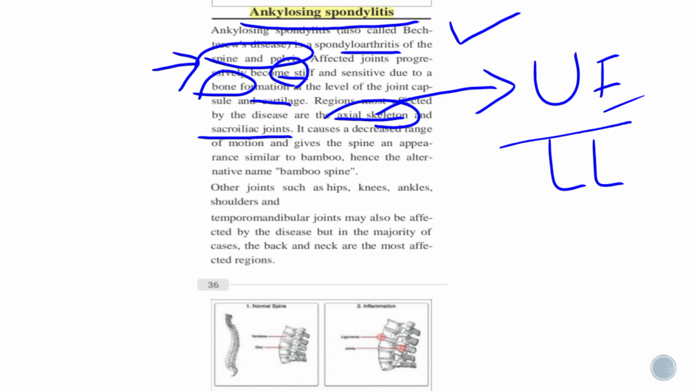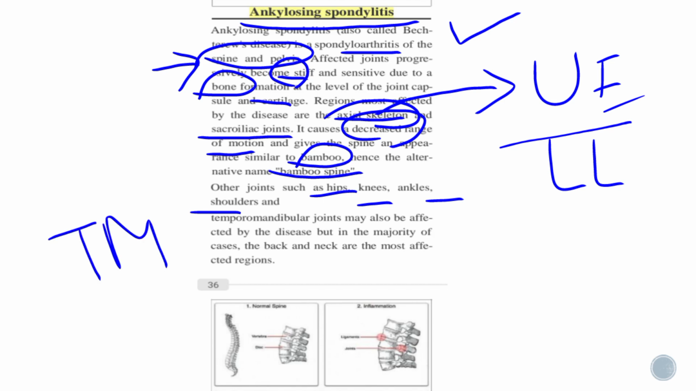It causes a decreased range of motion and gives the spine an appearance similar to bamboo. It's also called bamboo spine. Other joints such as hip, knee, ankle, shoulders, and the temporomandibular joint, TMJ, are also affected by the disease, but in the majority of cases back and neck are the most commonly affected.